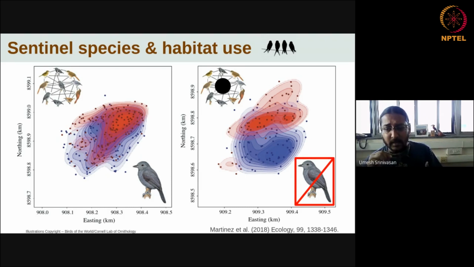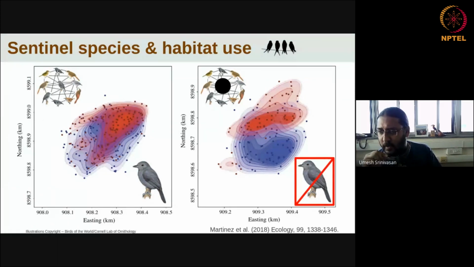However, nest augmentation, adding nest boxes and so on, is a very common form of conservation intervention, especially where species are threatened and you want to increase their densities. People putting out nest boxes is a very, very common conservation intervention.